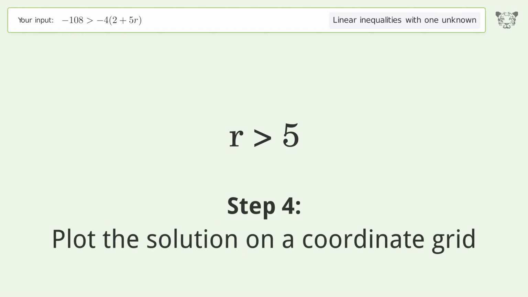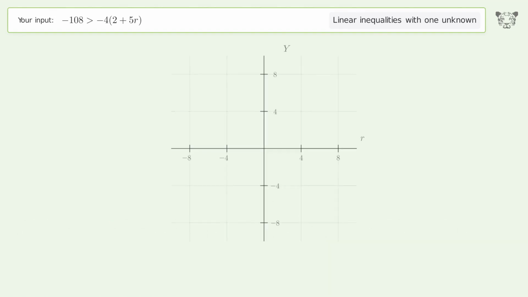Plot the solution on a coordinate grid. And so the final result is r greater than 5.